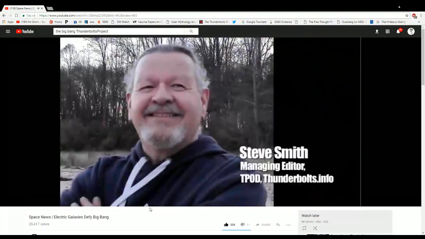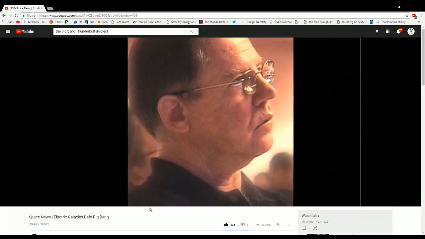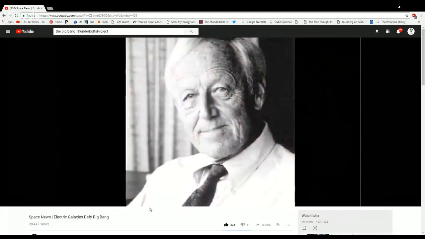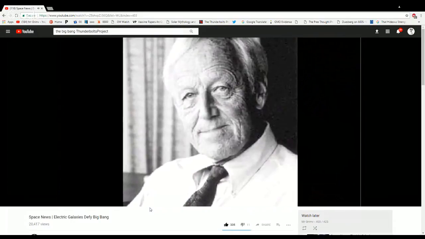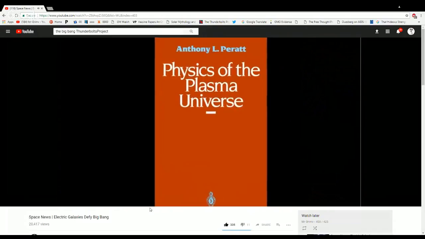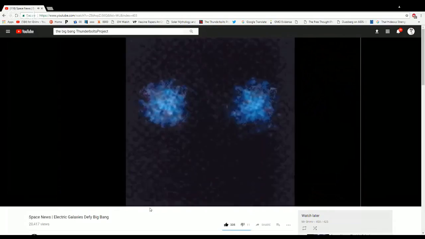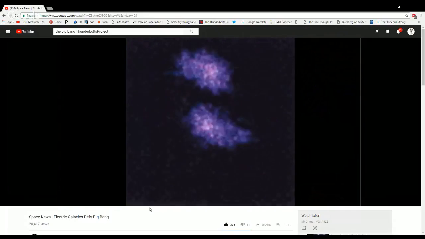One of the most significant contributors, I would say, to plasma cosmology and the electric universe theory was Dr. Anthony Peratt, a plasma physicist. And he was a protege of Hans Alfvén, the famous Nobel laureate. Peratt studied plasma formations in the laboratory for many years, and what he did was create what are called particle-in-cell animations on supercomputers.